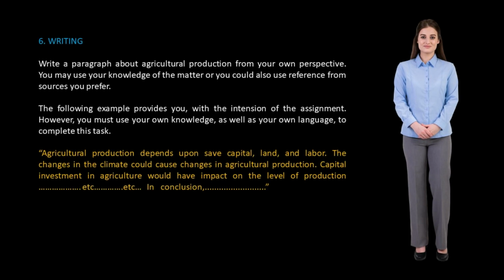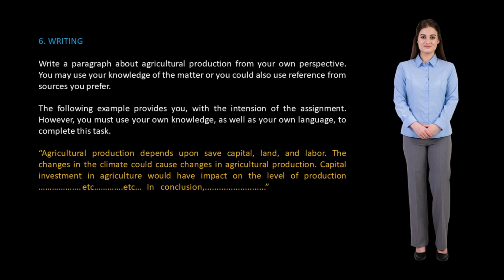Six. Writing. Write a paragraph about agricultural production from your own perspective. You may use your knowledge of the matter, or you could also use references from sources you prefer. The following example provides you with the intention of the assignment. However, you must use your own knowledge, as well as your own language, to complete this task.